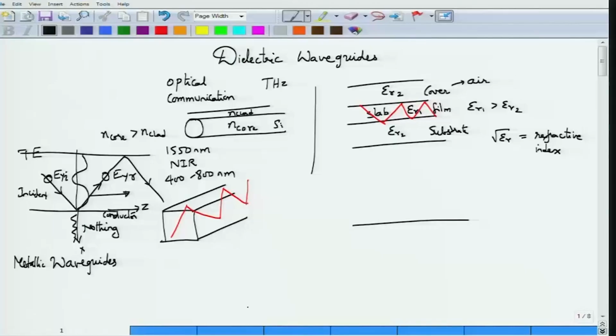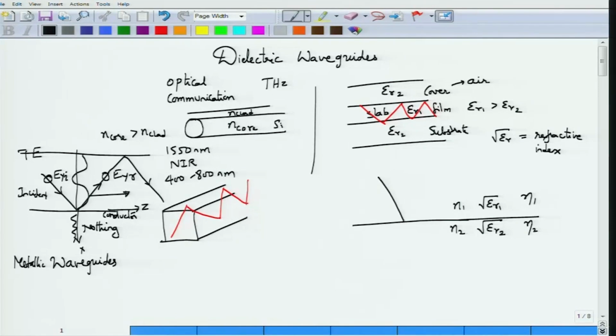Recall we had discussed total internal reflection, right? What was the discussion there at that time? You had two media of refractive index, say N1 and N2, or equivalently the relative permittivity, square root epsilon R1 and square root epsilon R2, or equivalently the impedances eta 1 and eta 2, correct? So these were the constitutive parameters of the two media, which were then nicely separated by this interface, okay?